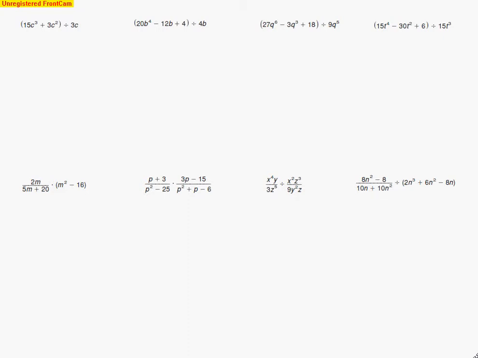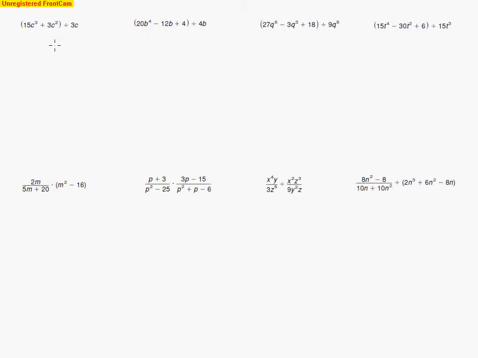Today we are going to look at dividing some polynomials by a monomial, and then also a little bit of review of multiplying and dividing rational expressions. So let's take a look at our first problem on page 671. We have 1 through 6 all, and the problems look similar to these.